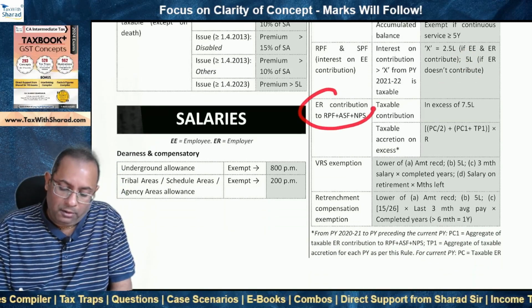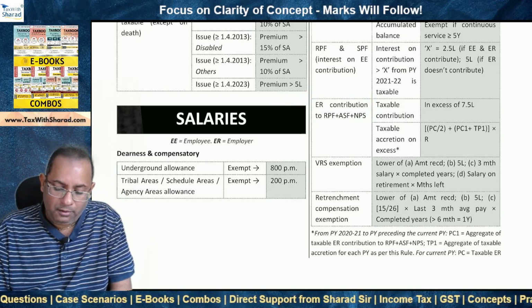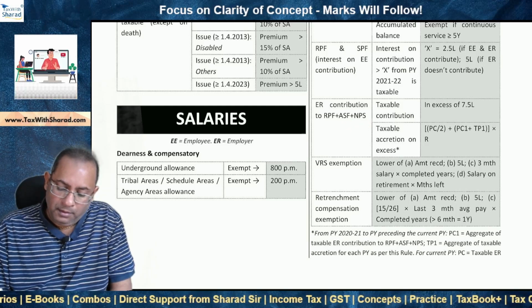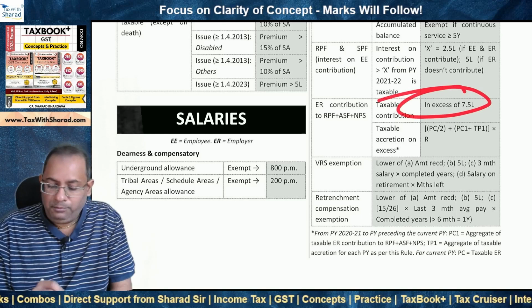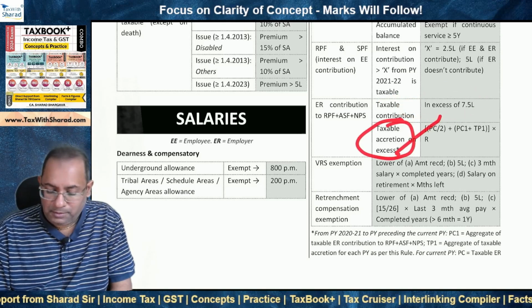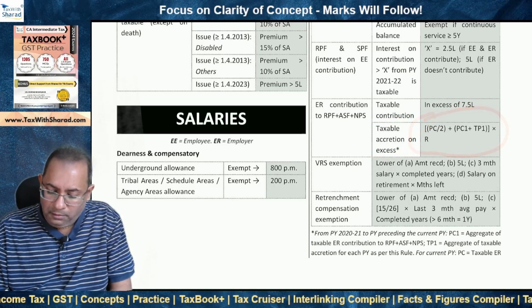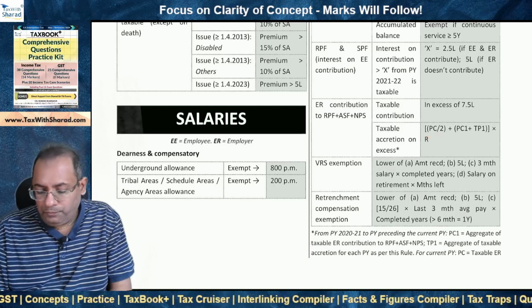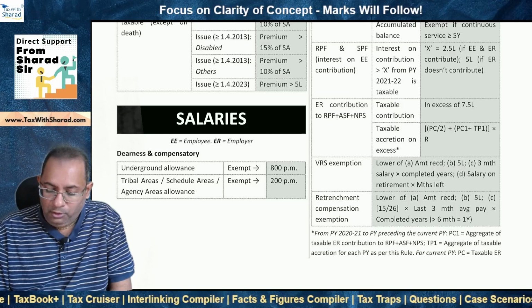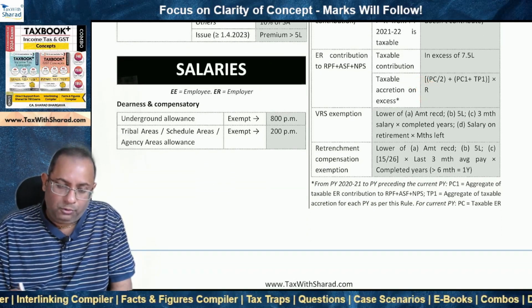Now, employer's contribution to RPF plus ASF plus NPS, the combined contribution. Recognized Provident Fund, Approved Superannuation Fund, and National Pension Scheme. Contribution in excess of 7.5 lakh becomes taxable. And the taxable accretion on this excess, the formula is basically this: you need to compute PC divided by 2, then PC1 plus TP1, find out the aggregate, and then you multiply it by R. Now this computation needs to be made for 2 time periods.